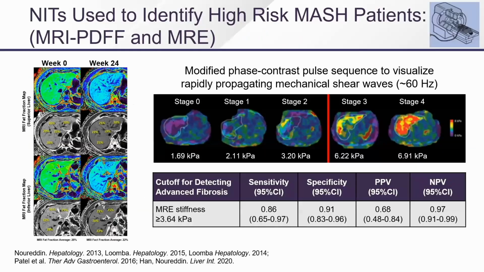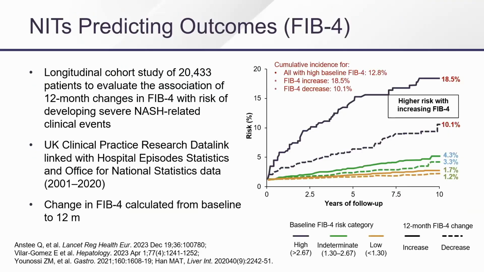Now, this is of course MRE, as I mentioned. Again, an MRE stiffness of 3.2 will get you those patients who are at high risk. So, NITs predicting outcomes.